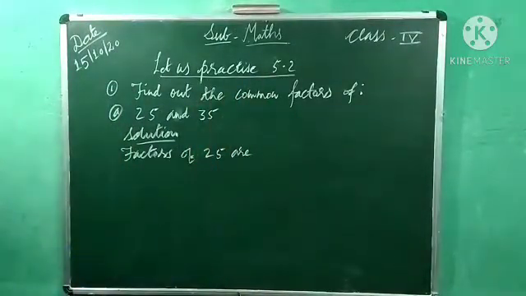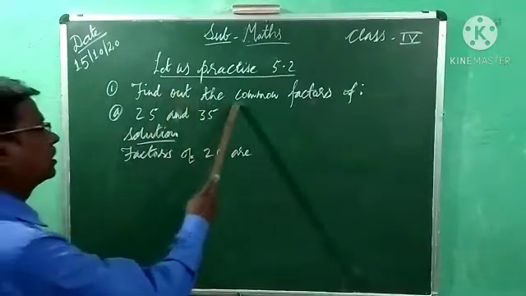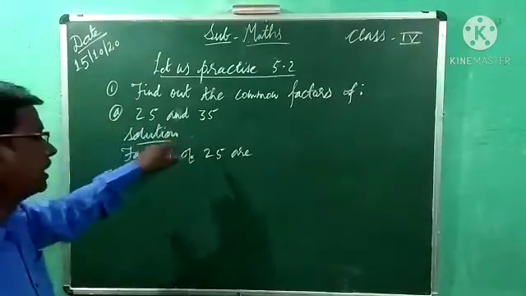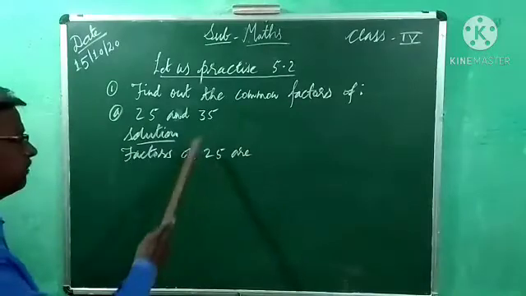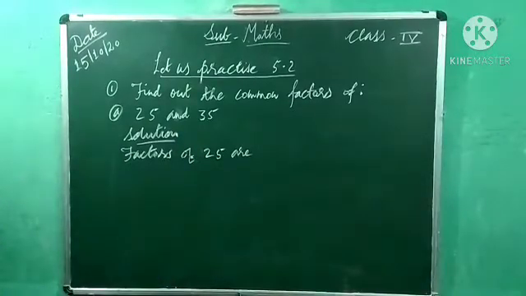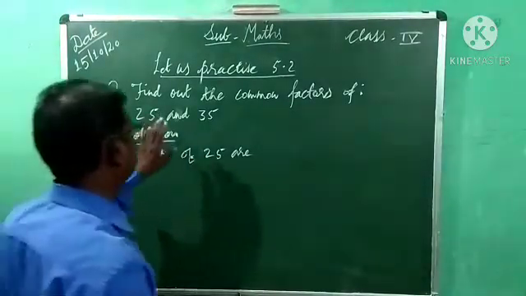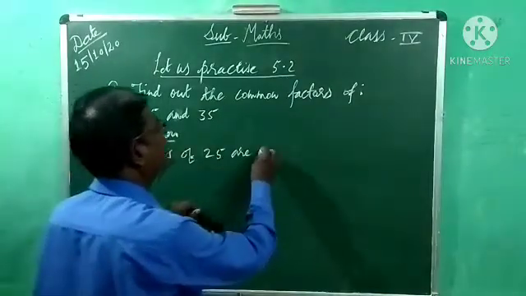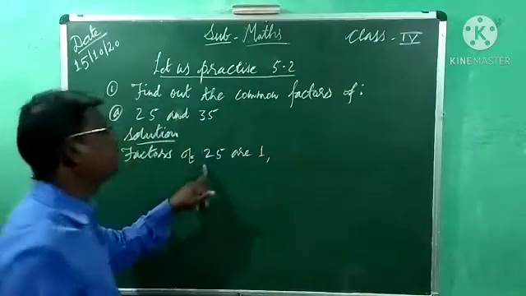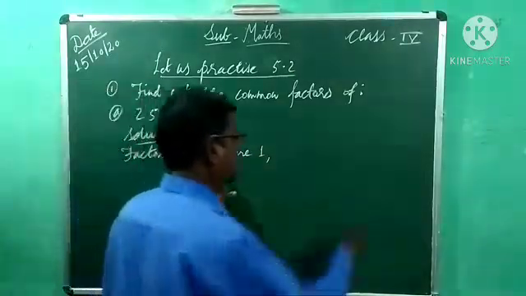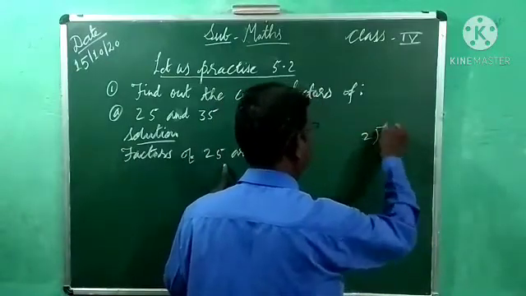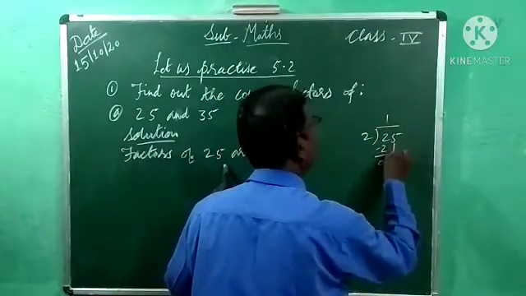5.2. Okay, first example: find out the common factors of 25 and 35. A total of 6 examples, A to M, were given. I will explain only A, and the remaining 5 examples you have to complete as homework. Factors of 25: what are the factors of 25? Start from the first table, the 1 table, up to 25. 1 into 25, 25. In the 2 table we are getting 25? Not possible, I think, because this is an odd number.